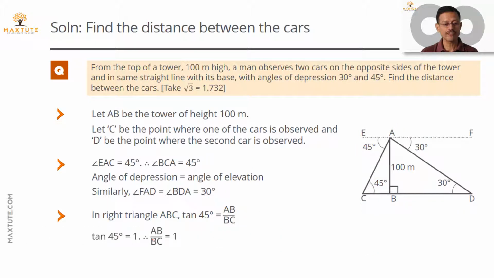Quickly doing this last bit in printed form. We know tan 45 is equal to 1. So AB by BC equals 1, or AB equals BC, which is equal to 100 meters. So this part is done. This is equal to 100 meters. What is left is to compute the value of BD.